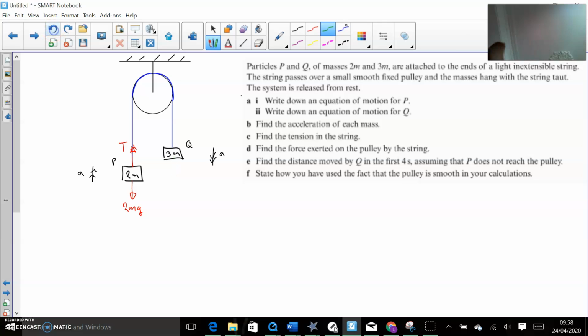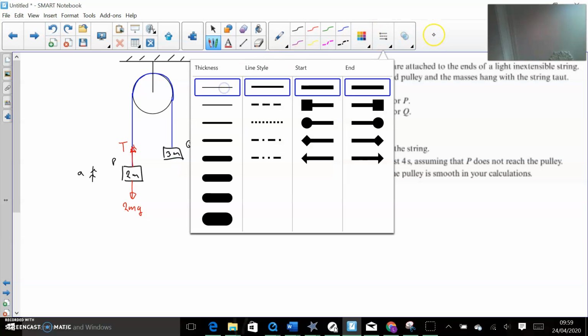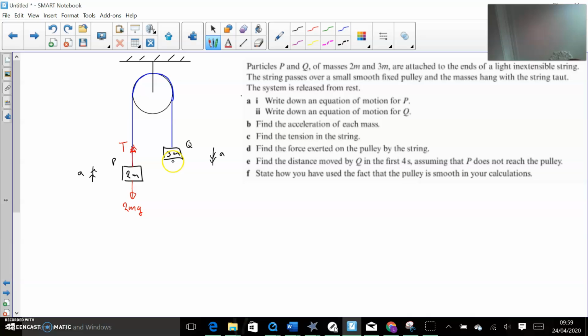On Q, we also have its weight. Its weight is 3mg, and the tension is holding it up there. Now I'll put them in different colours so that it's clear that the red forces act on P and the green forces act on Q. Each particle has its own forces.